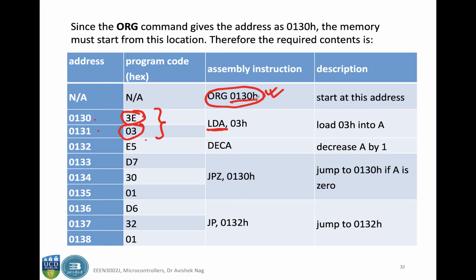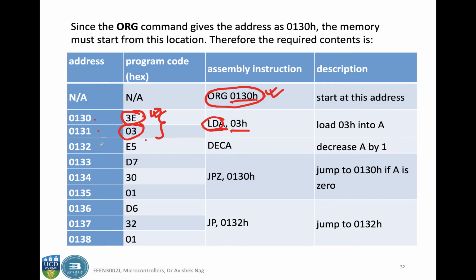So 0130 is the address of a location in the memory that is 8-bit. So that 8-bit is this 3E, equivalent to load A, and the next 8-bit, which is pointed by 0131, is storing the 8-bit data which is to be loaded.